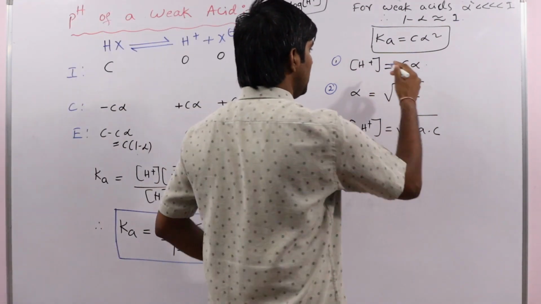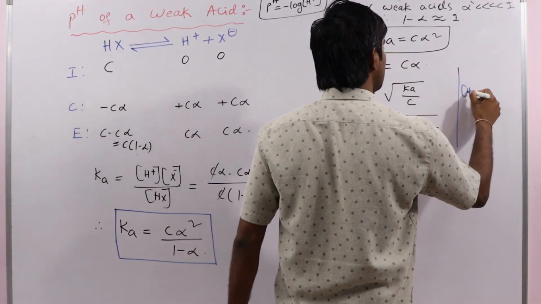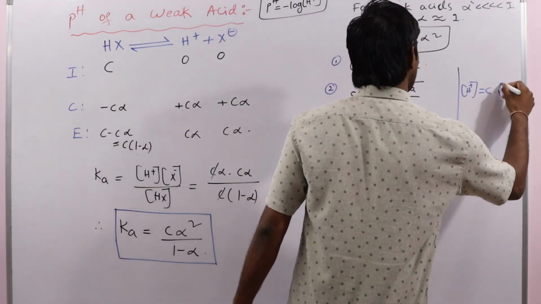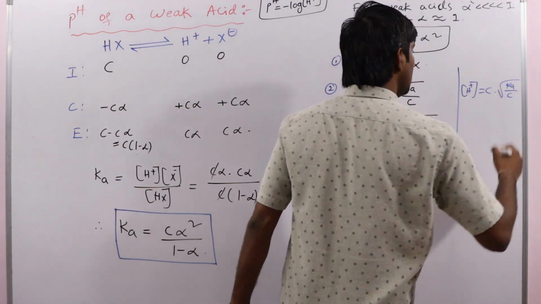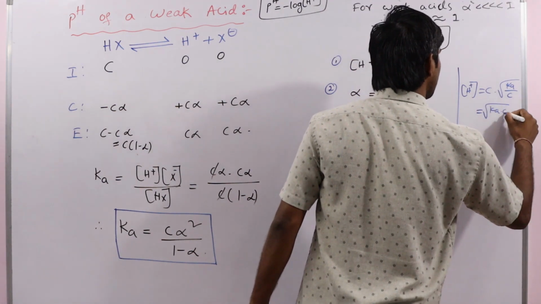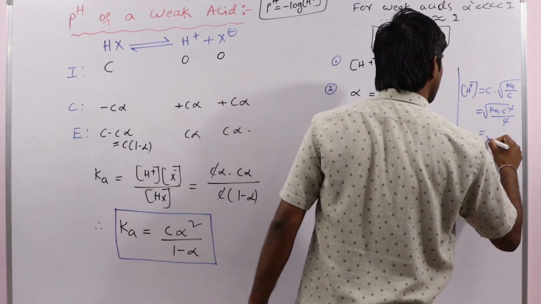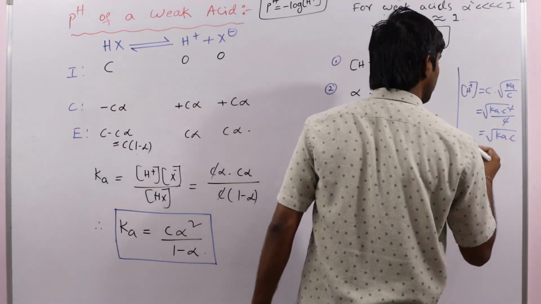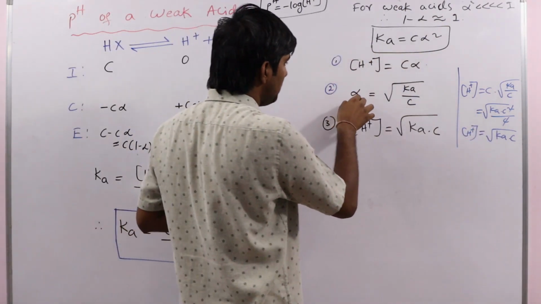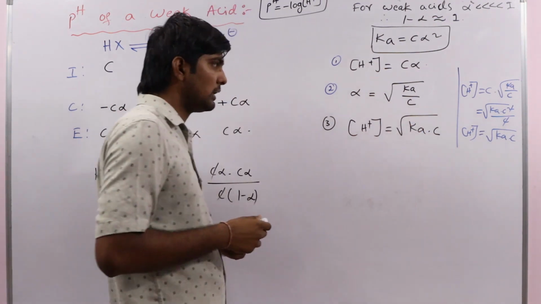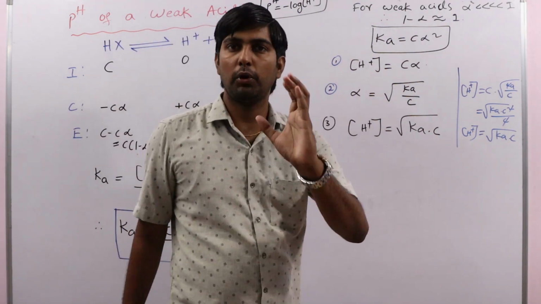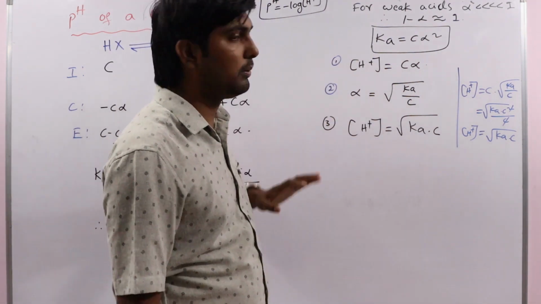Clear? So here H plus ion concentration is equal to C alpha. In the place of alpha, substitute Ka by C. Yes or no? If this C goes inside, what happens? That becomes C square. So Ka into C square by C. C will get cancelled. We will get square root of Ka into C, H plus ion concentration. Very simple. If you substitute alpha value here, we get H plus ion concentration equal to square root of Ka into C.